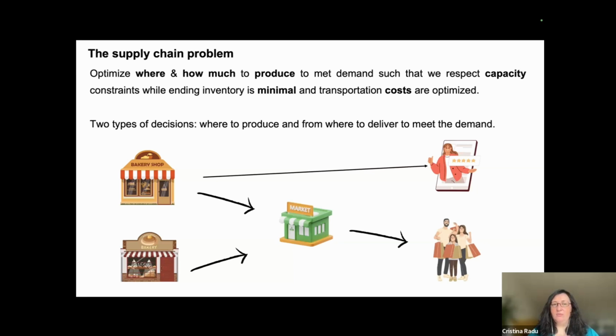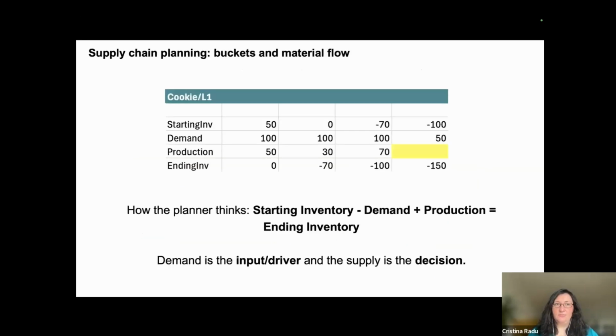And of course, if the ending inventory is minimal, you have also optimized your holding costs. So we mainly have two types of decisions: where to produce and from where to deliver to meet the customer demand. And this is what we are going to talk about in this course: production optimization, network optimization, and how the solver takes those decisions.